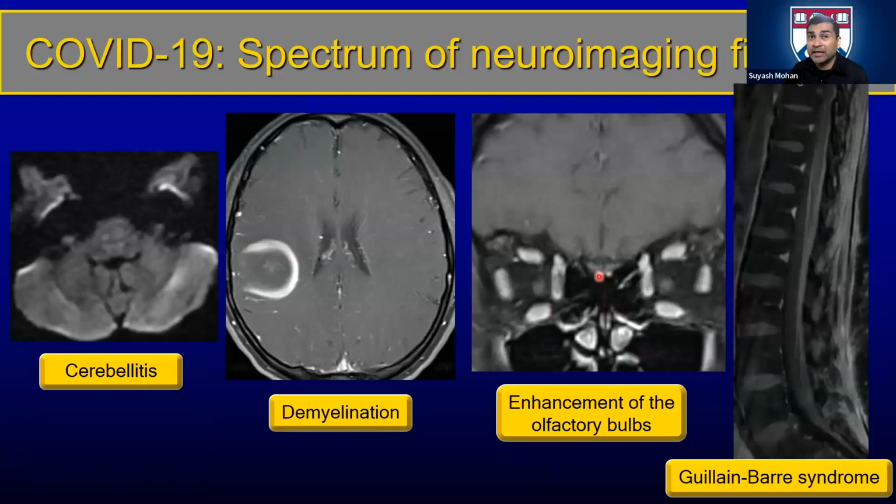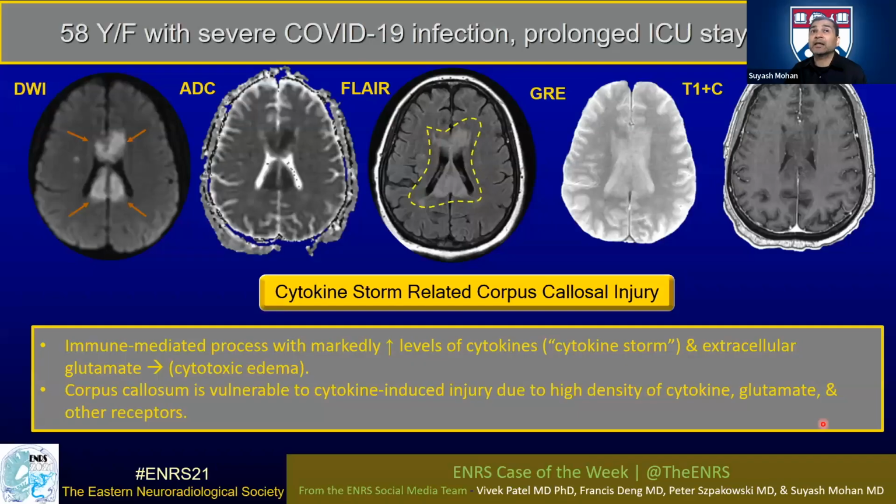It can present with anosmia, right? And there was discussion about enhancement of the olfactory bulbs. It can present with Guillain-Barré syndrome, or GBS, right? It can present with this very interesting presentation of COVID in very sick ICU patients, when they are intubated for a long time, they have this cytokine storm related injury to the corpus callosum.